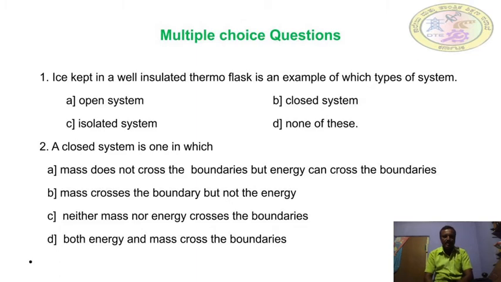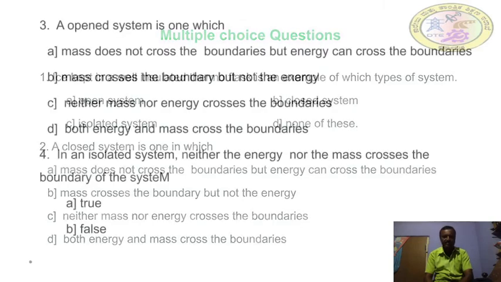Number 2. A closed system is one in which A. Mass does not cross the boundaries but energy can cross the boundaries, B. Mass crosses the boundary but not the energy, C. Neither mass nor energy crosses the boundary, D. Both energy and mass cross the boundary. So correct answer is A. Mass does not cross the boundaries but energy can cross the boundaries.